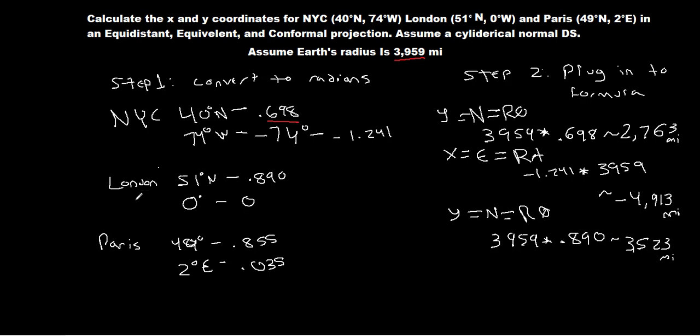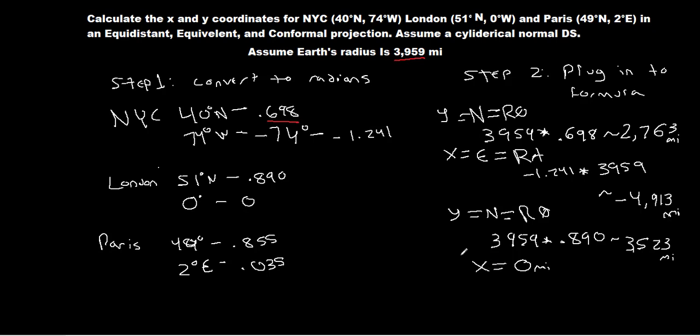I don't have to do any calculations for the easting because it's 0. The 0 times the distance is going to be 0, so our x is going to be 0 miles. And that makes perfect sense. We already said it's on the prime meridian, or the central meridian, so we shouldn't move anywhere. So this is actually going to be on the y-axis at a value of 3,523.